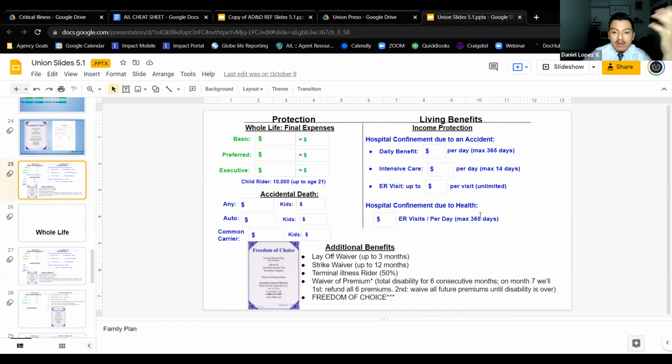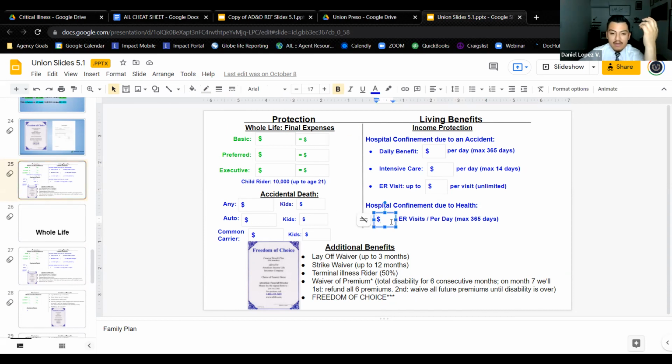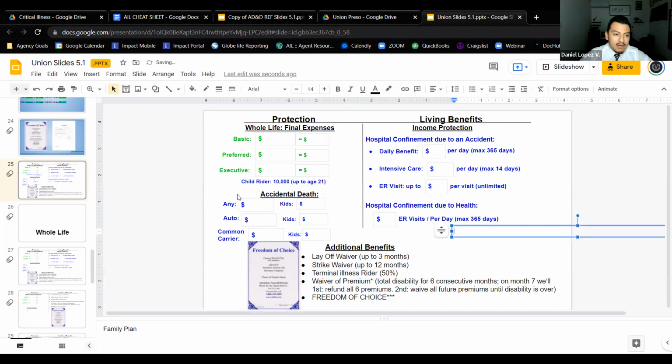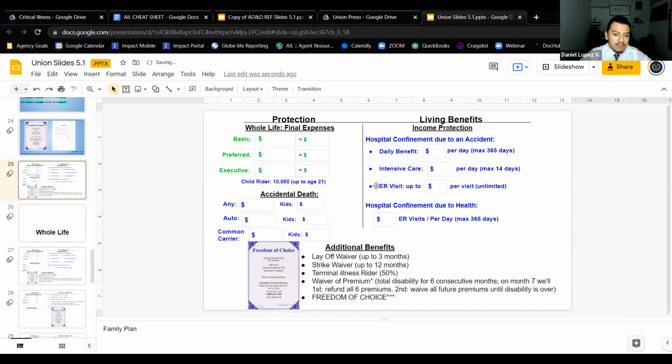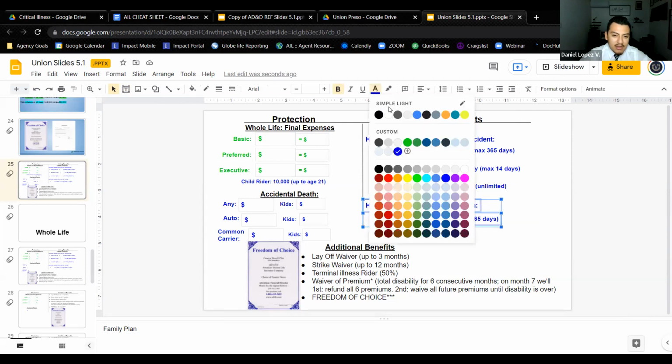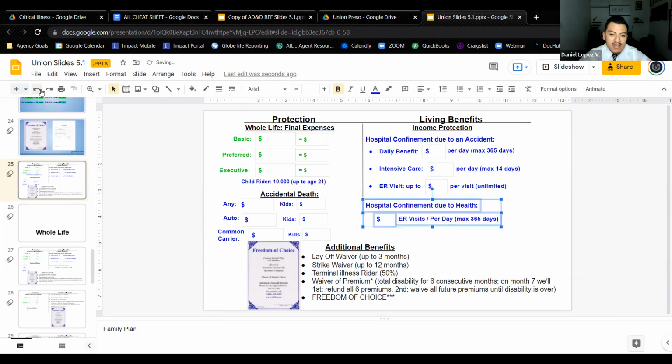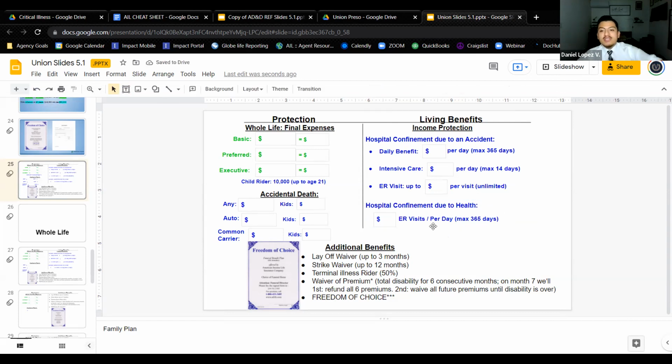Income protection, hospital confinement, that's the age 34. If you choose to give them age 34, just type in whatever you're going to give them. But if you choose not to give them age 34, you do this. You re-edit this. Oh, sorry. You highlight this part and you just change the color, and it's done. When you're done selling and providing them, you reset all of this back to where it was to prepare for your new presentation.